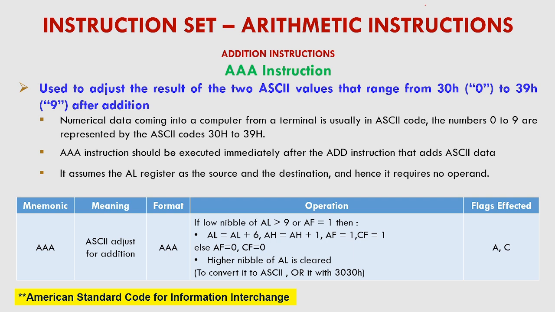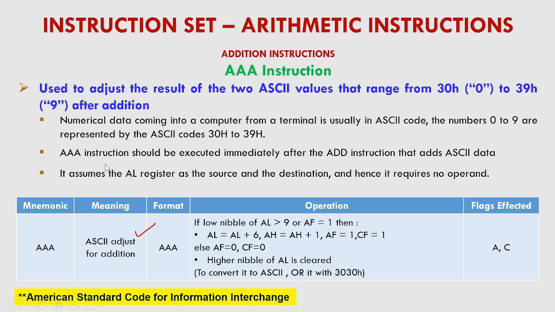Dear students, today we learn about the 8086 microprocessor and one of its arithmetic instructions called AAA. That means ASCII Adjust for Addition. Okay, first, before you use this instruction, you need to understand the process of this instruction, where we are using this instruction in the program.